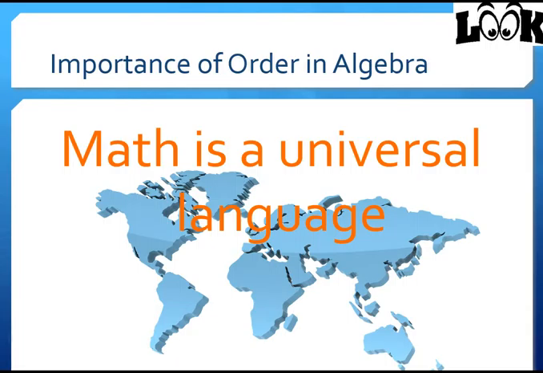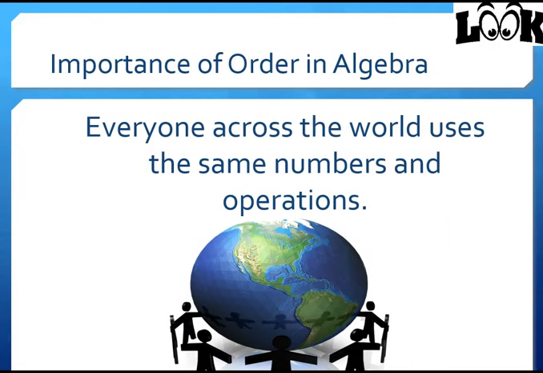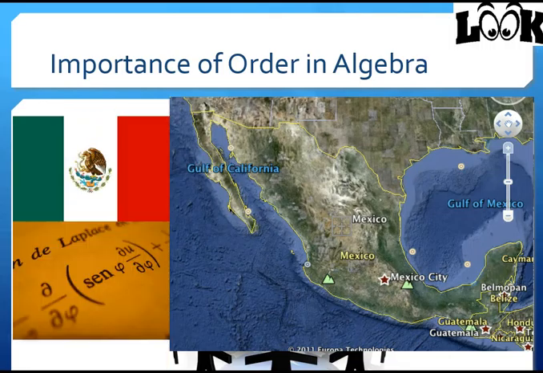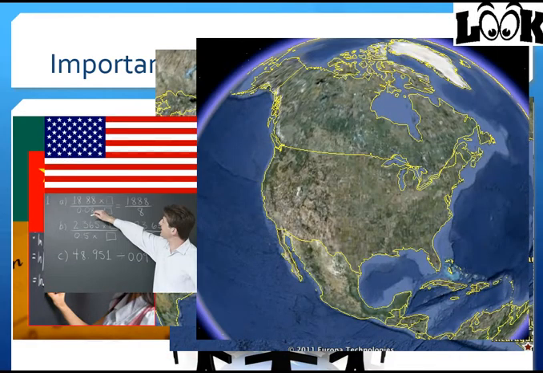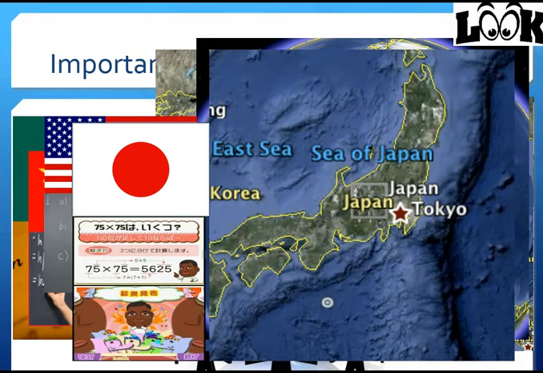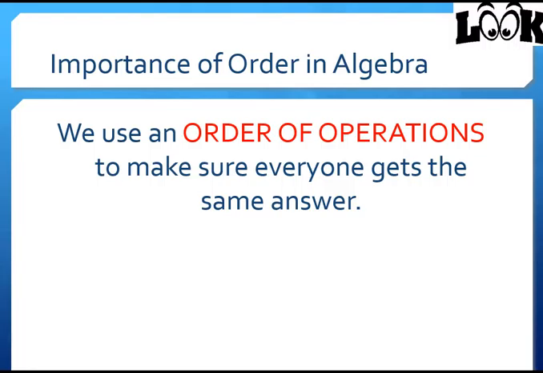And math is considered a universal language. That means that everyone across the world uses the same numbers and operations, the same rules, if you will. Whether you're in Mexico, China, the United States, or Japan, all the operations remain the same and numbers keep their same values. So we use order of operations to make sure that everybody gets the same answer.